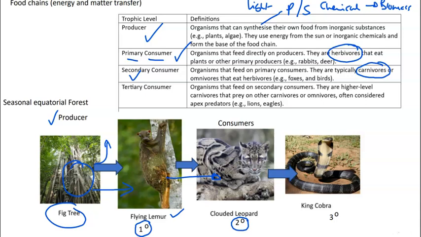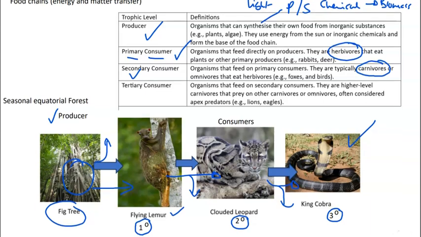In turn, it's conceivable that the occasional clouded leopard might be preyed upon by a tertiary consumer with the 30 superscript shown here. So this, in this case, is a king cobra. And the king cobra is capable of killing and eating a clouded leopard as its food source. And so the energy and matter, which is clouded leopard, is transferred to being a king cobra. And so at each level, each transfer, there's energy and matter transferred, but there are losses in terms of thermal energy.